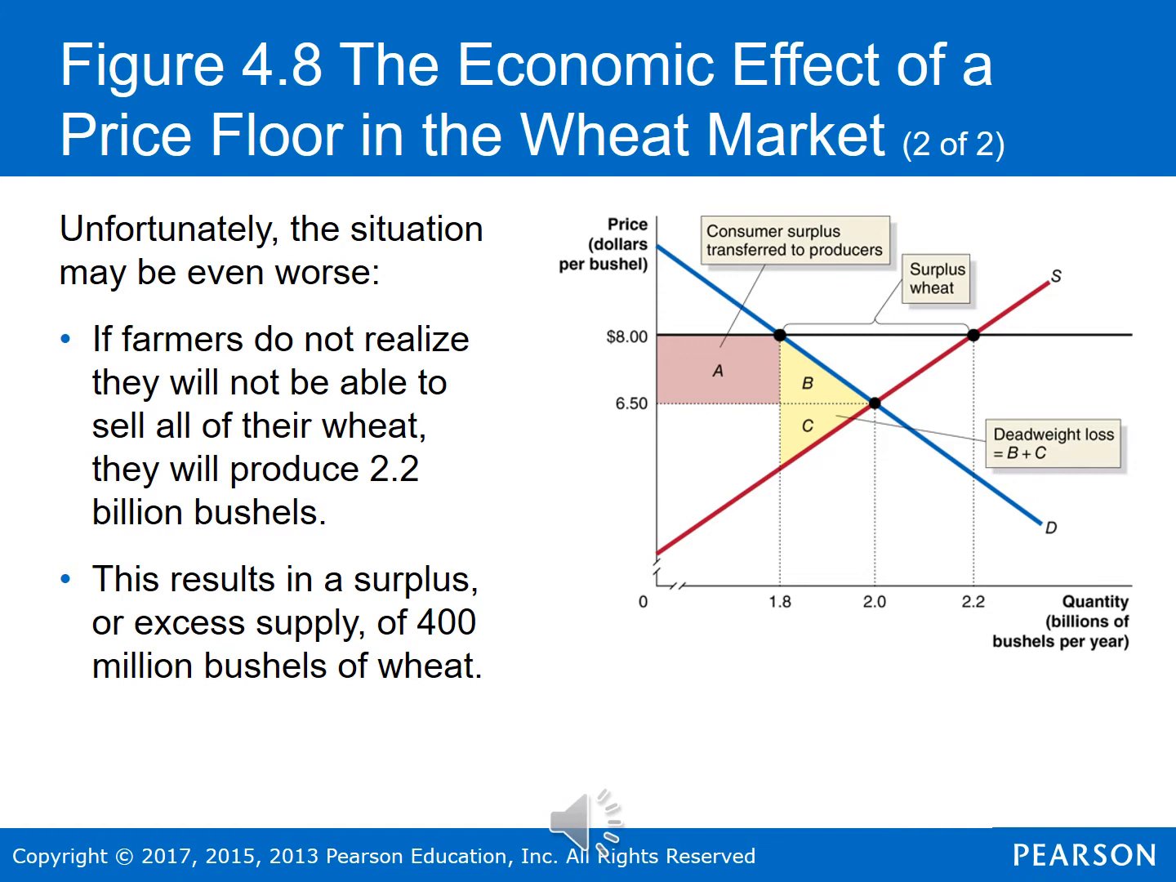So this forces governments to enact further policies to try to solve this. They may buy the surplus wheat. They may pay the farmers to let some of their fields lay fallow to reduce the supply.